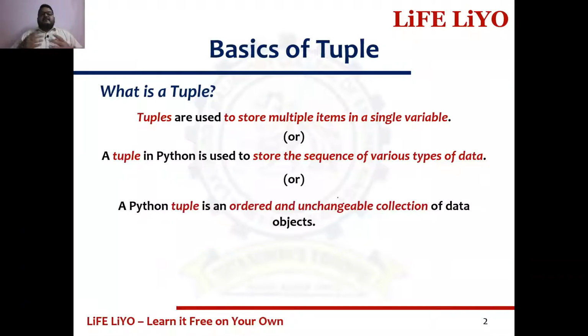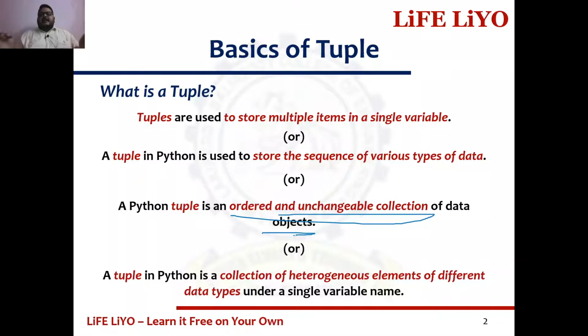Or we have another definition, the most important definition: a Python tuple is an ordered and unchangeable collection of data objects. What is this? We are going to see in the next one. And the easiest definition is: a tuple in Python is a collection of heterogeneous elements. Heterogeneous means different elements of different data types under a single variable name. These are the different definitions for a tuple.